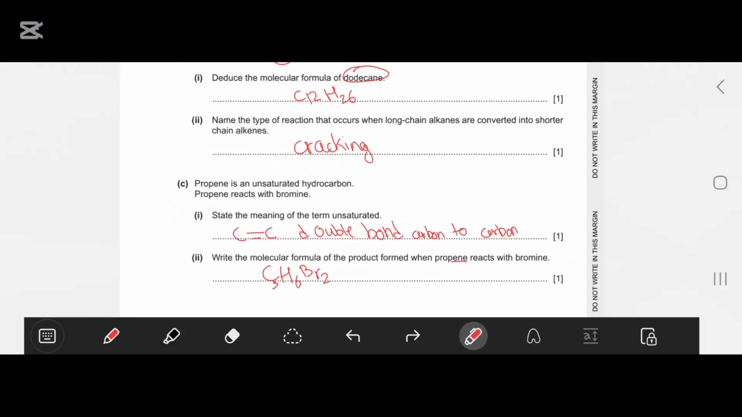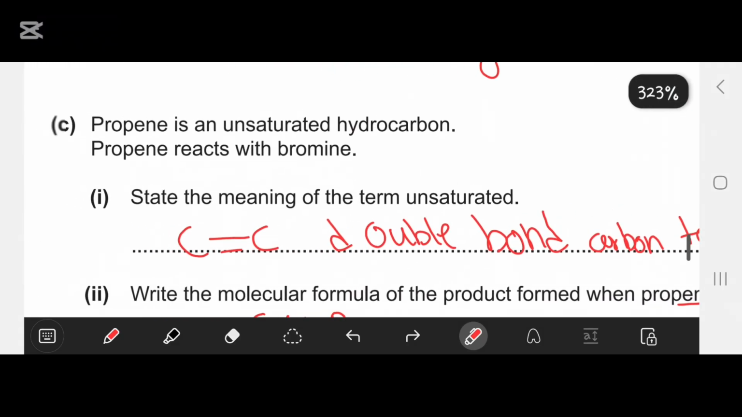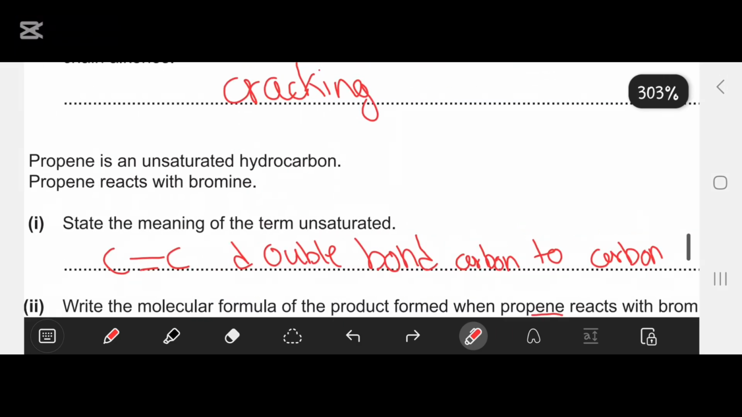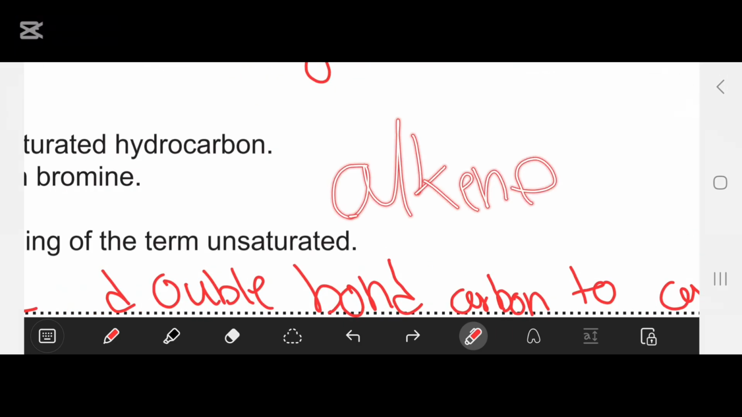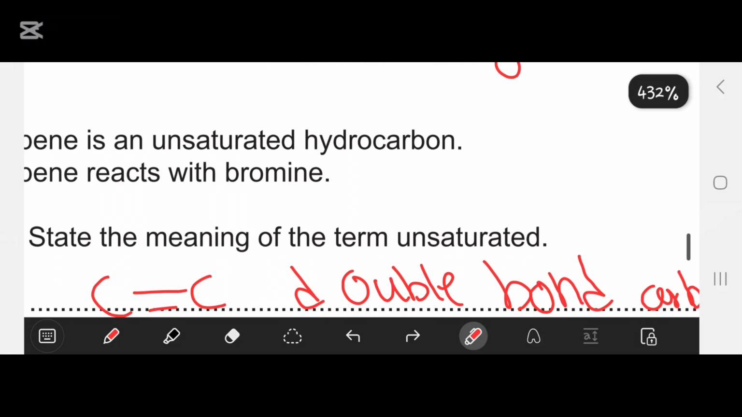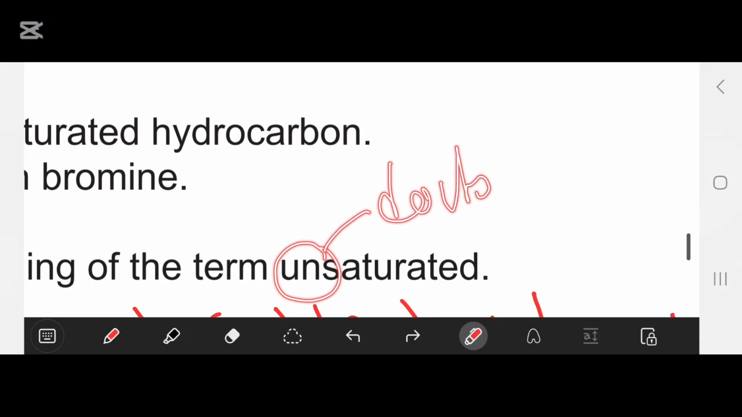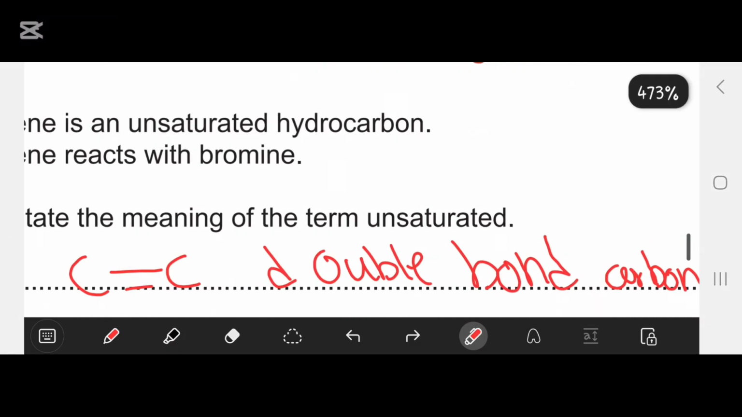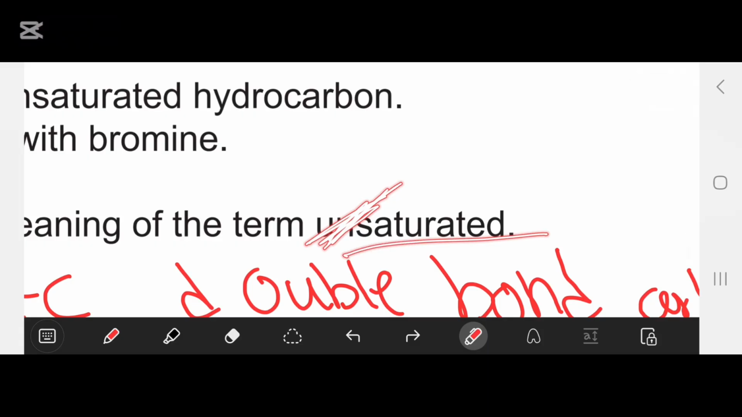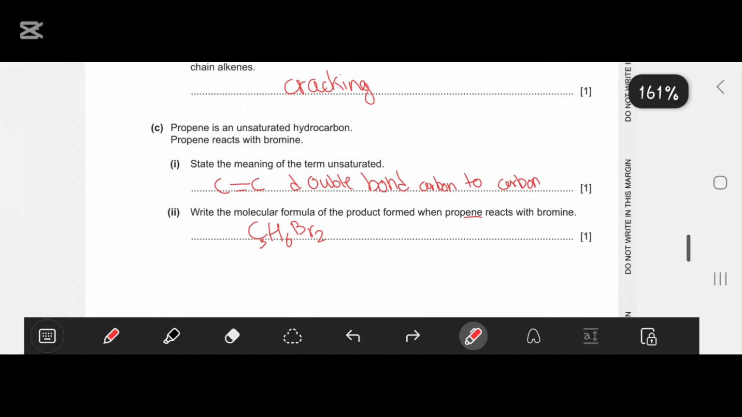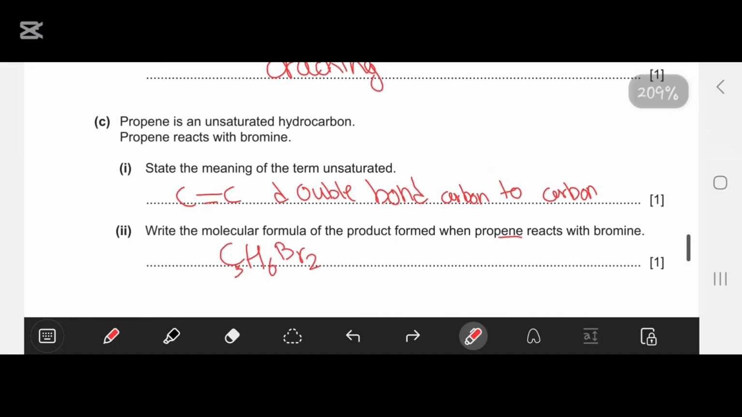Alright, let's go down and look at the next question. Propene is an unsaturated hydrocarbon. Propene reacts with bromine. State the meaning of the term unsaturated. Unsaturated means carbon-carbon double bond in alkene. Remember, in alkene. For people who get confused or can't make the difference: when you see un-saturated, it means a carbon-carbon double bond. When you see saturated, it means alkane or any other compound that has carbon-carbon single bonds. Now write the molecular formula of the product formed when propene reacts with bromine.